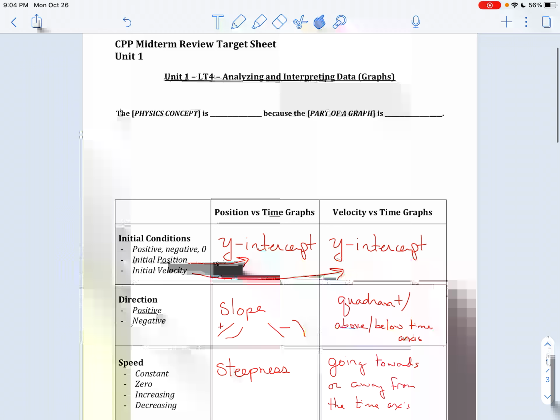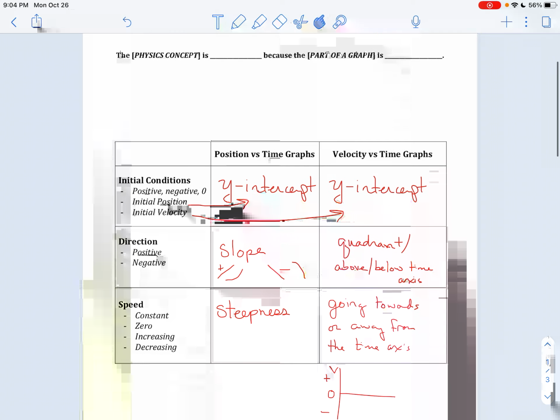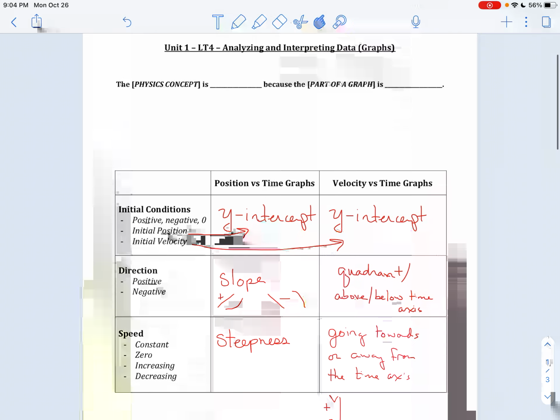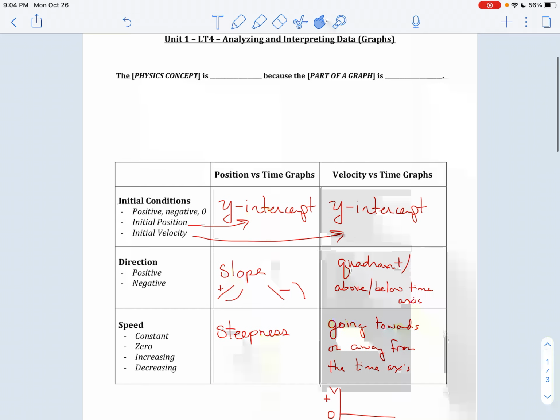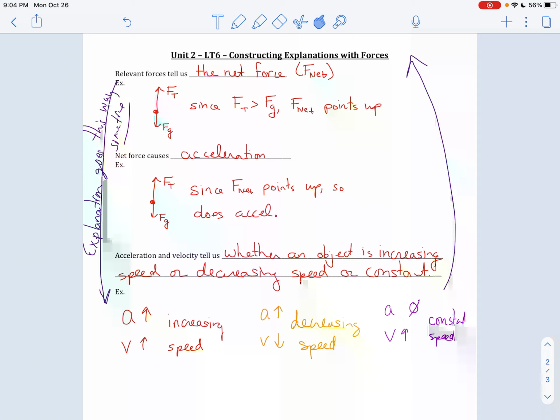All right, so that is an overview of both learning targets on the midterm: using parts of a graph for LT4 for Unit 1 and explaining graphs, and then using relevant forces, net forces, acceleration, and velocity to construct some explanations with Unit 2 and forces.